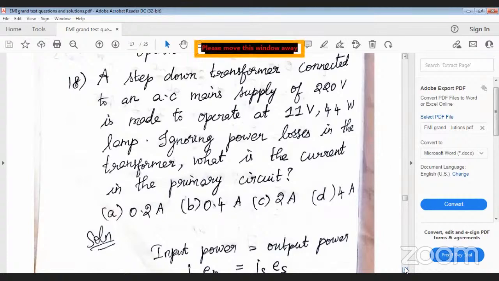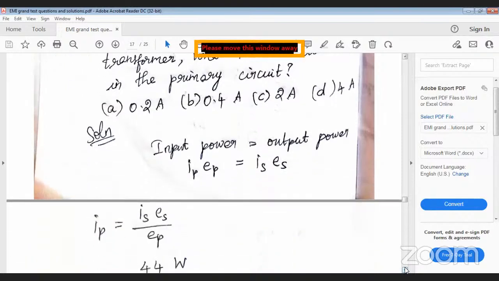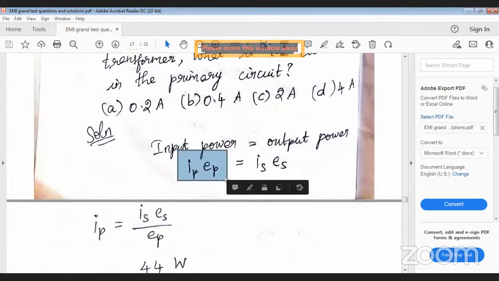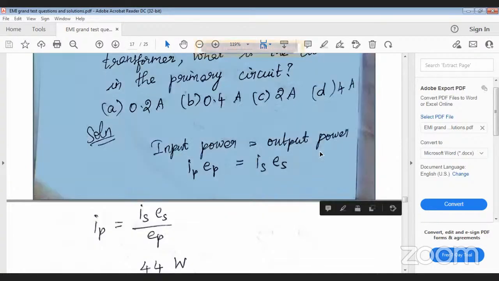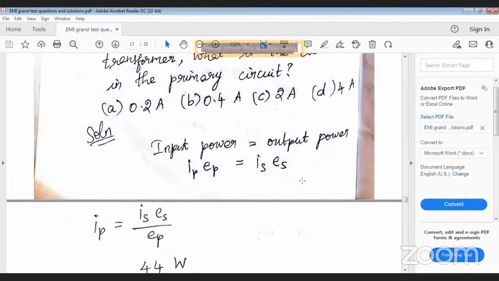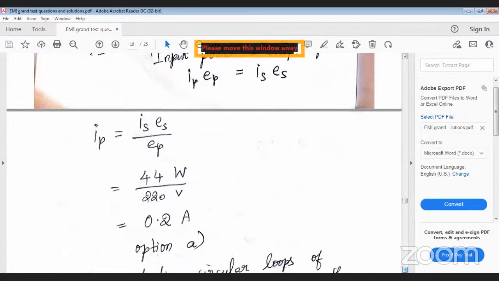So here they have asked us to ignore the power losses. That means your input power should be equal to the output power. Input power means power P equal to VI, where V means potential difference or EMF. So input power means current in primary circuit, IP into EP, equal to IS into ES. This is the output power. From here, what is the current in the primary circuit? That has been asked. So IP equal to IS ES by EP.